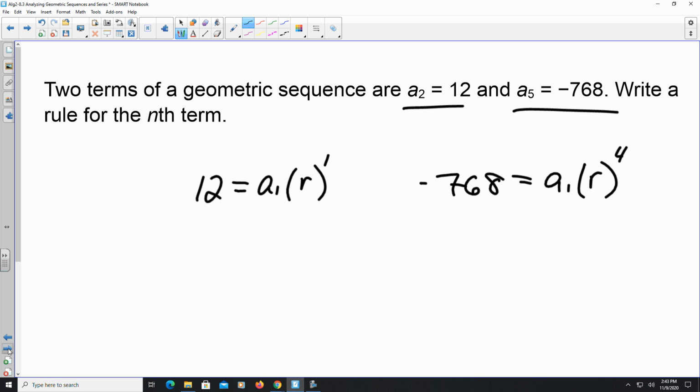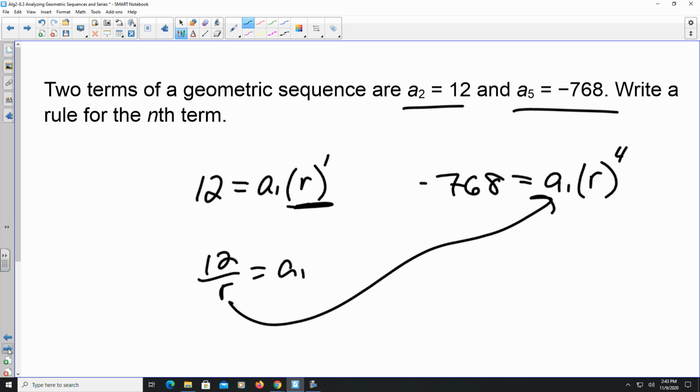So again, it's kind of like when we looked at solving systems for exponential functions. I'm going to look at r as the smaller of the 2 powers, so I'm going to solve for a sub 1 in this particular equation. So 12 over r to the first is going to be equal to a sub 1. What that does is I can substitute that into the other equation. So negative 768 is going to be equal to 12 over r times r to the fourth.